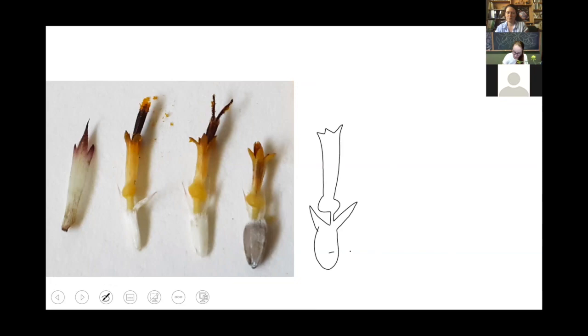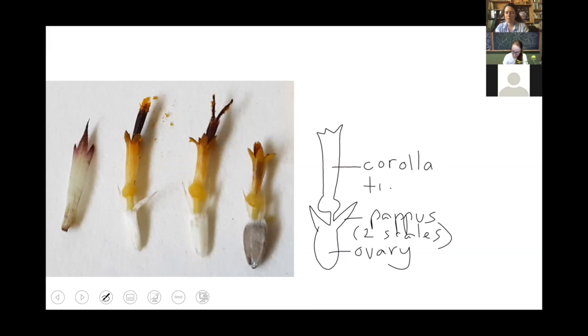Okay, so down at the bottom, we have our ovary. We have our pappus, two scales. We have our corolla tube. The term for all of the petals on a flower is the corolla, and these are all fused into a tube. And then our anther column, with our pollen coming out.